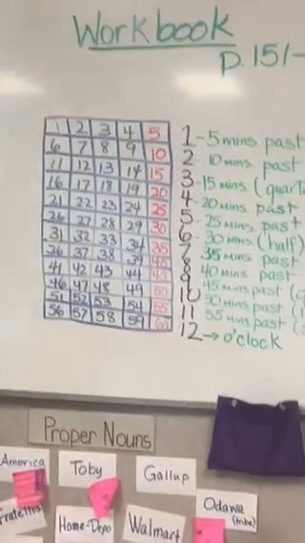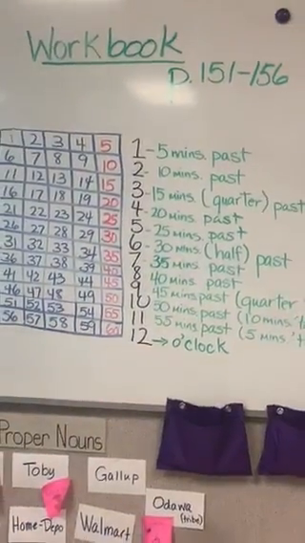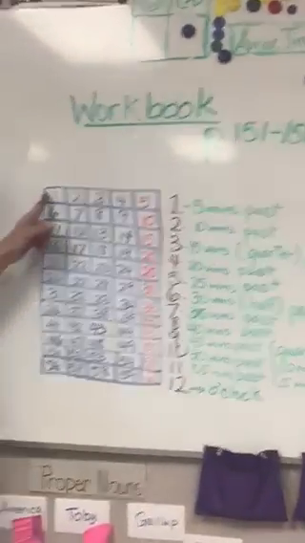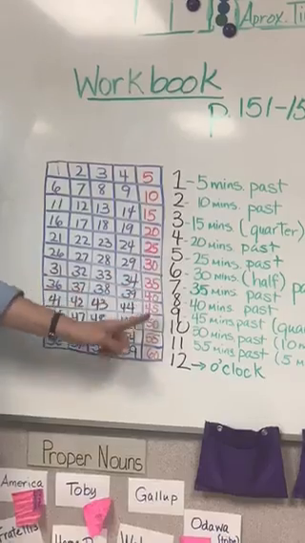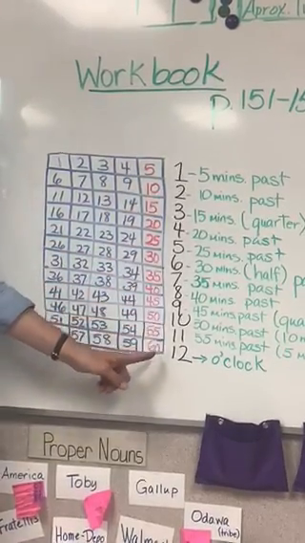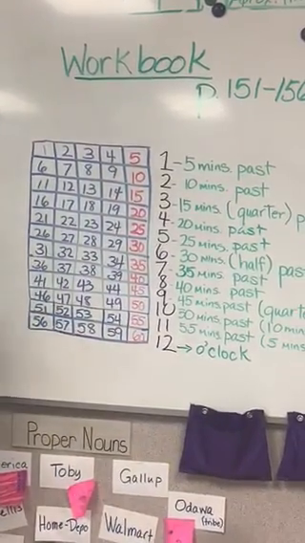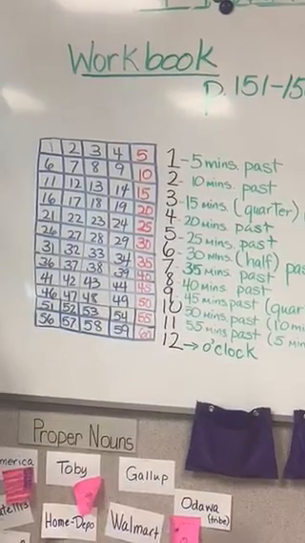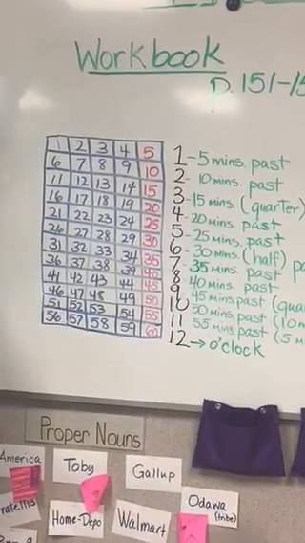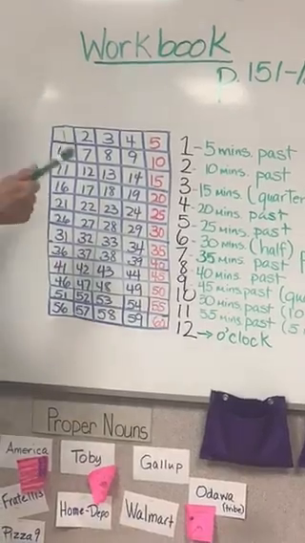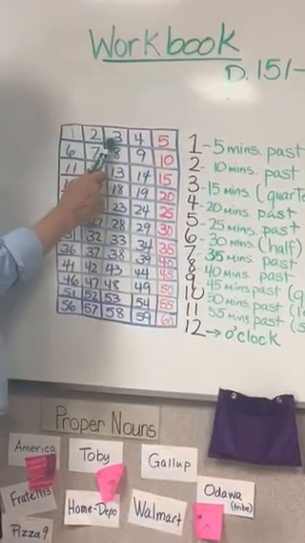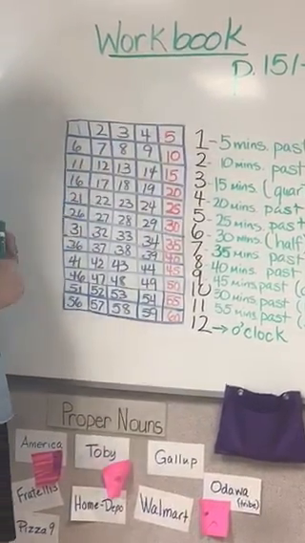So I've made a chart. I'll have one in your packet so you can look at how to count by 5s. We start at 1, and I have all the 5s written in red. Now you may already know how to count by 5, which I think is totally cool if you do. But if you don't, it's okay. We can learn. 1, 2, 3, 4, 5.